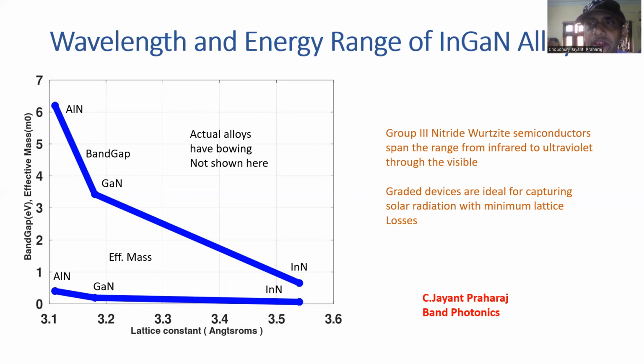Now, effective mass affects quite a few material parameters like mobility, etc. And mobility affects the current flow in devices. And since we need charge carriers to flow in a solar cell in order to get currents and voltages out of it, these effective masses also have an impact on device characteristics. Now, thing to mention here is that graded devices are ideal for capturing solar radiation with minimum losses to the lattice. And we will discuss more of that kind of physics later on in this talk.